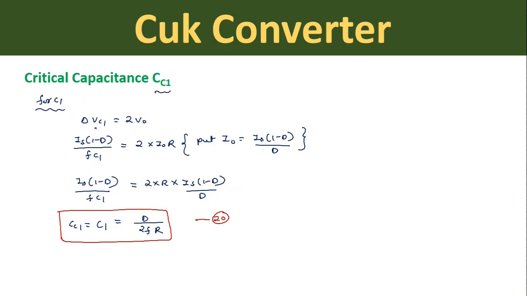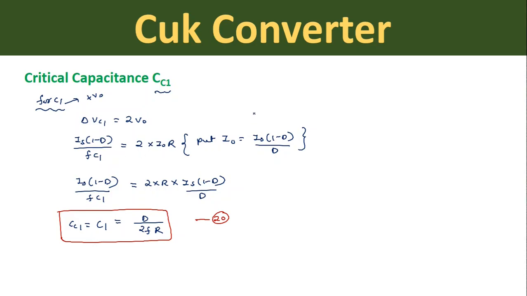For this we will take the equation del VC1, that is the change in capacitor 1 voltage or ripple in capacitor 1 voltage, will be equal to 2 into V0, because we have initially assumed that this capacitor 1 is holding the charge of plus V0. Okay, so the total change will be equal to 2 V0 here. Now this V0 can be written as I0 into R, and we will put this in the del VC1 equation here. We will get Is into 1 minus D divided by F C1 is equal to 2 into I0 into R.